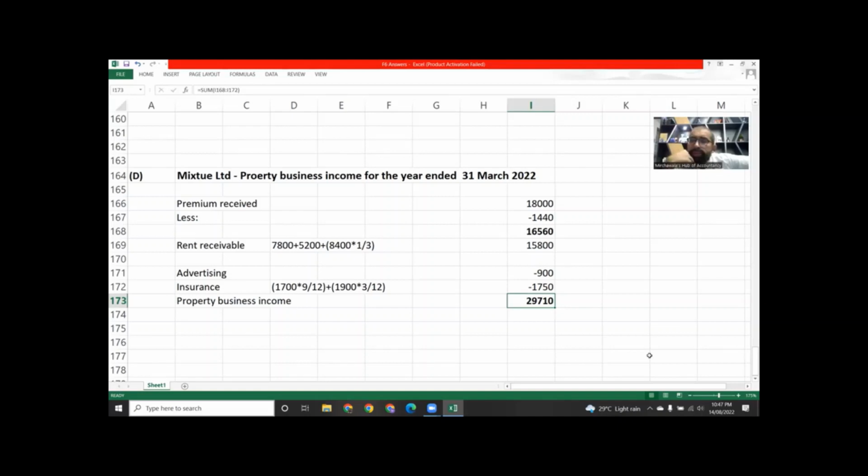And then property income. In the property income, you can at least do this 16,560. This 16,560 is the premium receipt thing, at least you can do it. So in this property income, there was a 4 marks requirement. If you scored 2 marks in property income, still you can have 10 marks out of 15. Please say thanks to your God. It's very good.